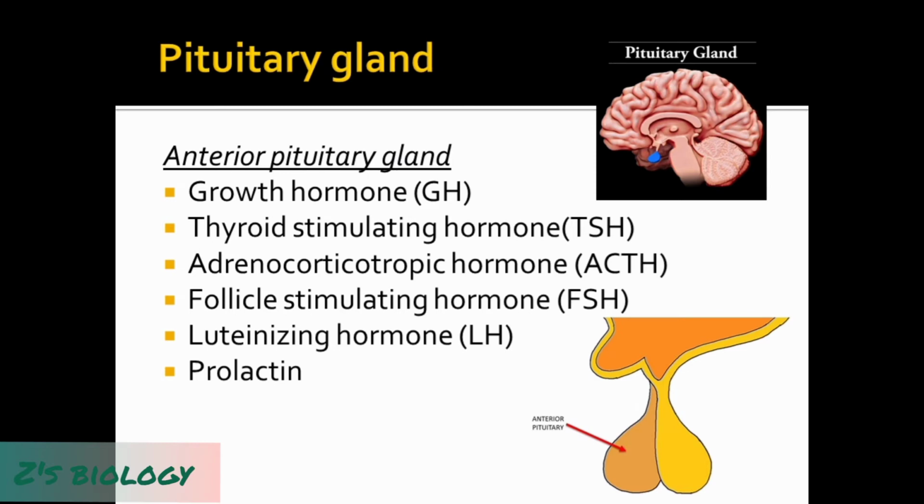and ovaries in females. FSH will work on the ovaries, and it will cause the maturation of the graafian follicle. It helps in the formation of the ovum, and it will also stimulate the theca cells of the graafian follicle to secrete estrogen.